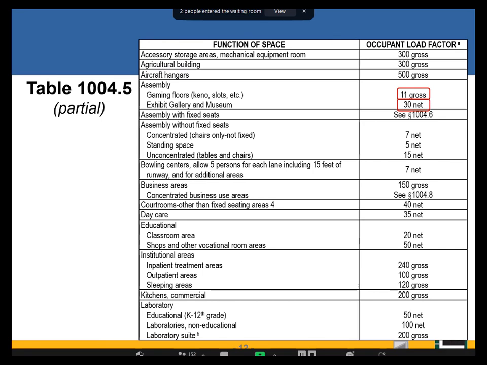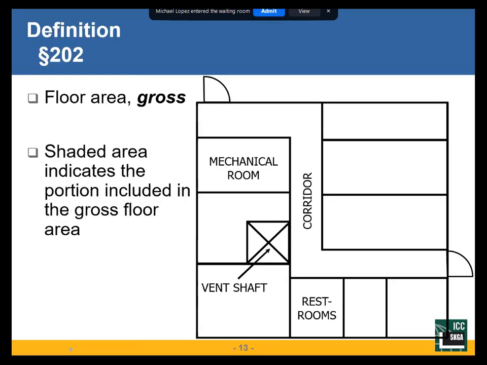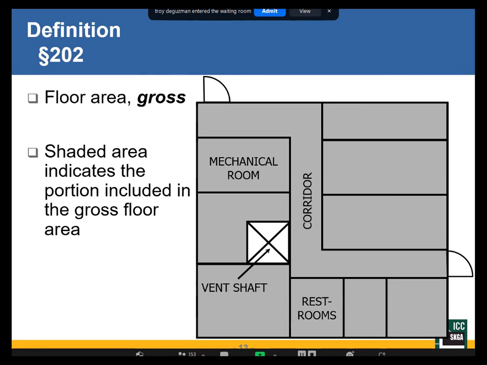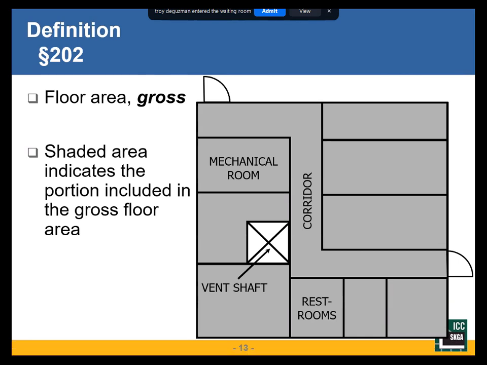What the heck is that gross and net stuff? You need to understand what it is, and then we'll talk about how you use that in plan review. Gross means every area that has a floor, essentially. I exclude elevator shafts and ventilation shafts. There is no floor, so I can exclude those areas. That's my floor area when it says gross.